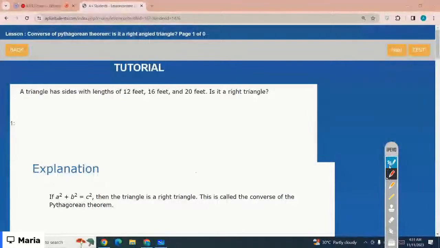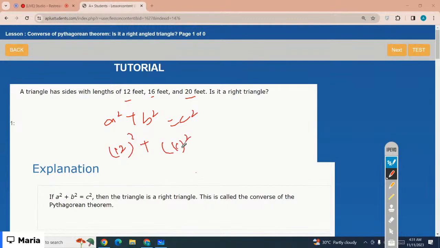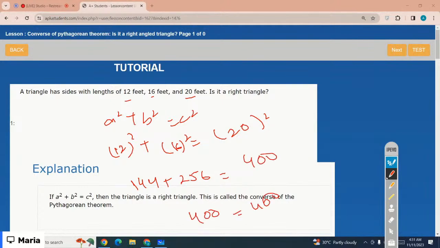So 20 is the hypotenuse, right? Now just evaluate a square plus b square equals c square using these values. If both sides are equal, that means the triangle is a right angle triangle, right? So 12 square plus 16 square equals 20 square. 12 square is 144, 16 square is 256, and 20 square is 400. So when you add them, you have 400 here and you have 400 here. So that means, yes, that is a right angle triangle.